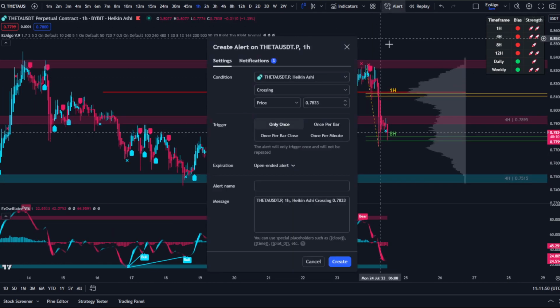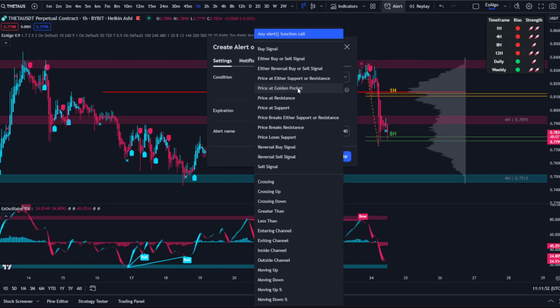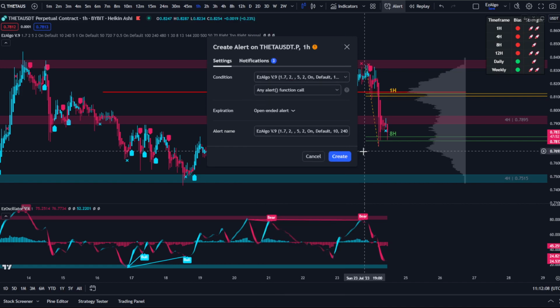We also have a few more alerts on the V9. We have alerts when price breaks resistance, price loses support, price breaks either support or resistance, price at golden pocket. These alerts were broken in the last update. We fixed the auto GP alerts. So a lot of alerts for you to choose from if you don't want to be staring in front of your computer screen all day.